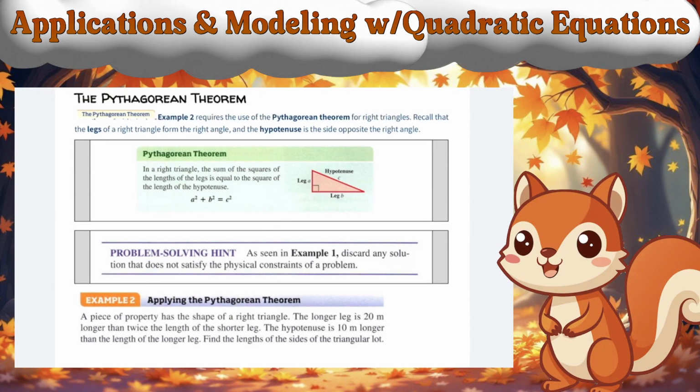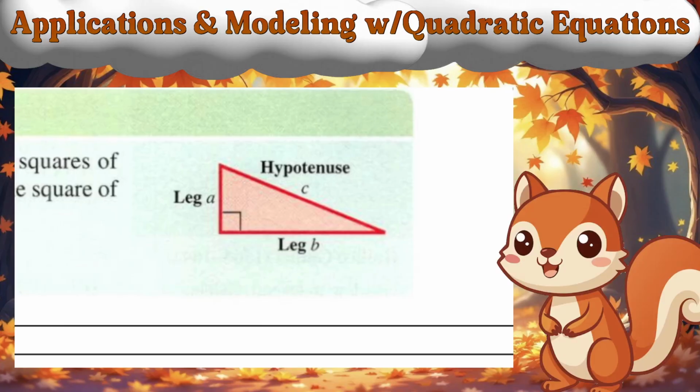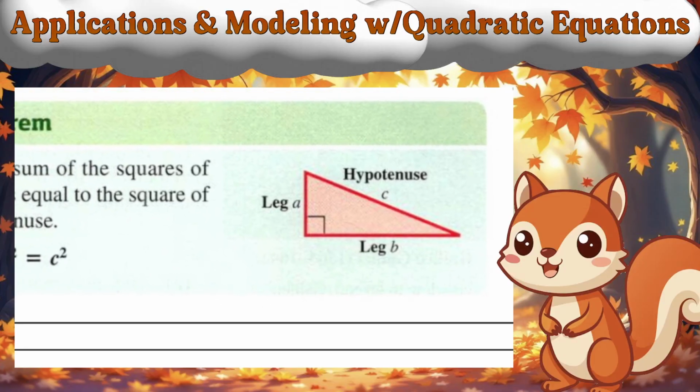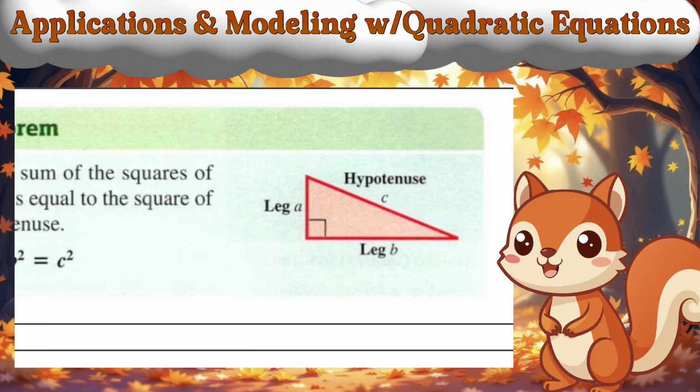Hey everybody, in this video we are going to get into example 2. Example 2 requires the use of the Pythagorean theorem for right triangles. Recall that the legs of a right triangle form a right angle and the hypotenuse is the side opposite the right angle. So you could look right here for a drawing. The legs are the ones that make the L for leg, and the hypotenuse is opposite or across from the right angle. It's never touching the right angle.